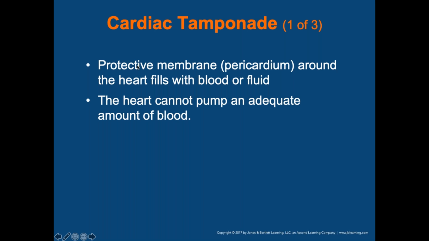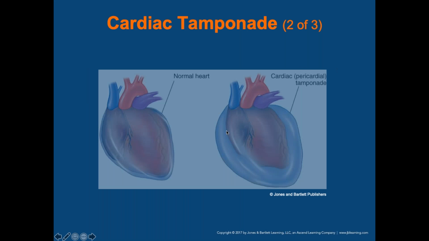A cardiac tamponade involves the protective membrane of the pericardium. So they call it pericardial tamponade or cardiac tamponade: the sac around the heart fills with blood or fluid. The heart cannot pump an adequate amount of blood because it's being compressed by that fluid in the pericardium. As you can see here, normal heart, tamponade. So you can see the fluid build up around this.